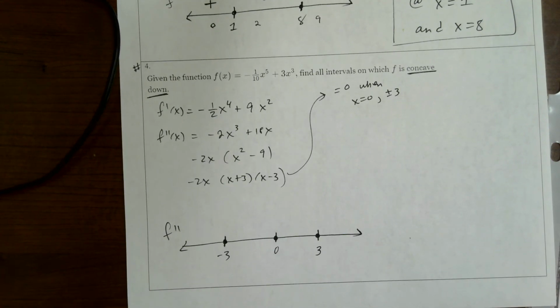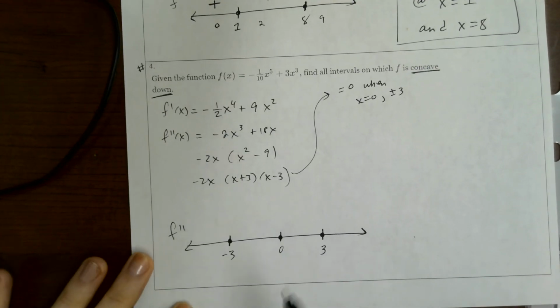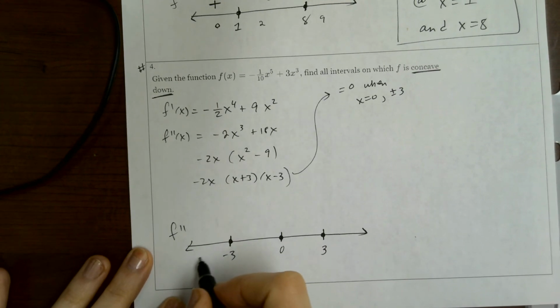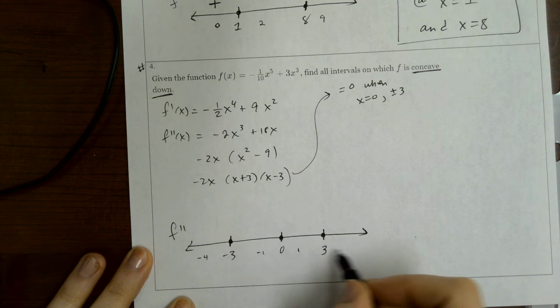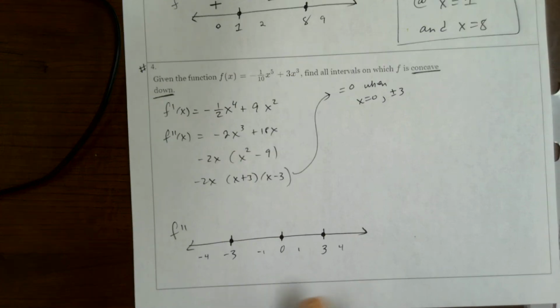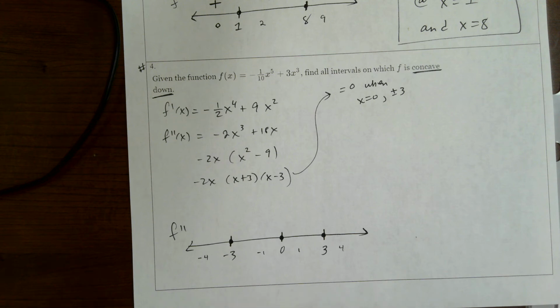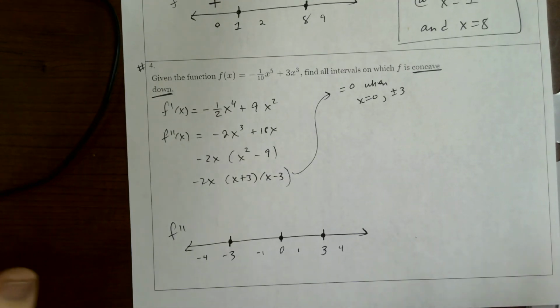Okay, so now I'm going to choose testing points. All right, so let's do like negative 4, negative 1, 1, 4. I always make my testing points really small so that I don't confuse them with the actual end points of the intervals. The testing points are just random numbers chosen within the interval.